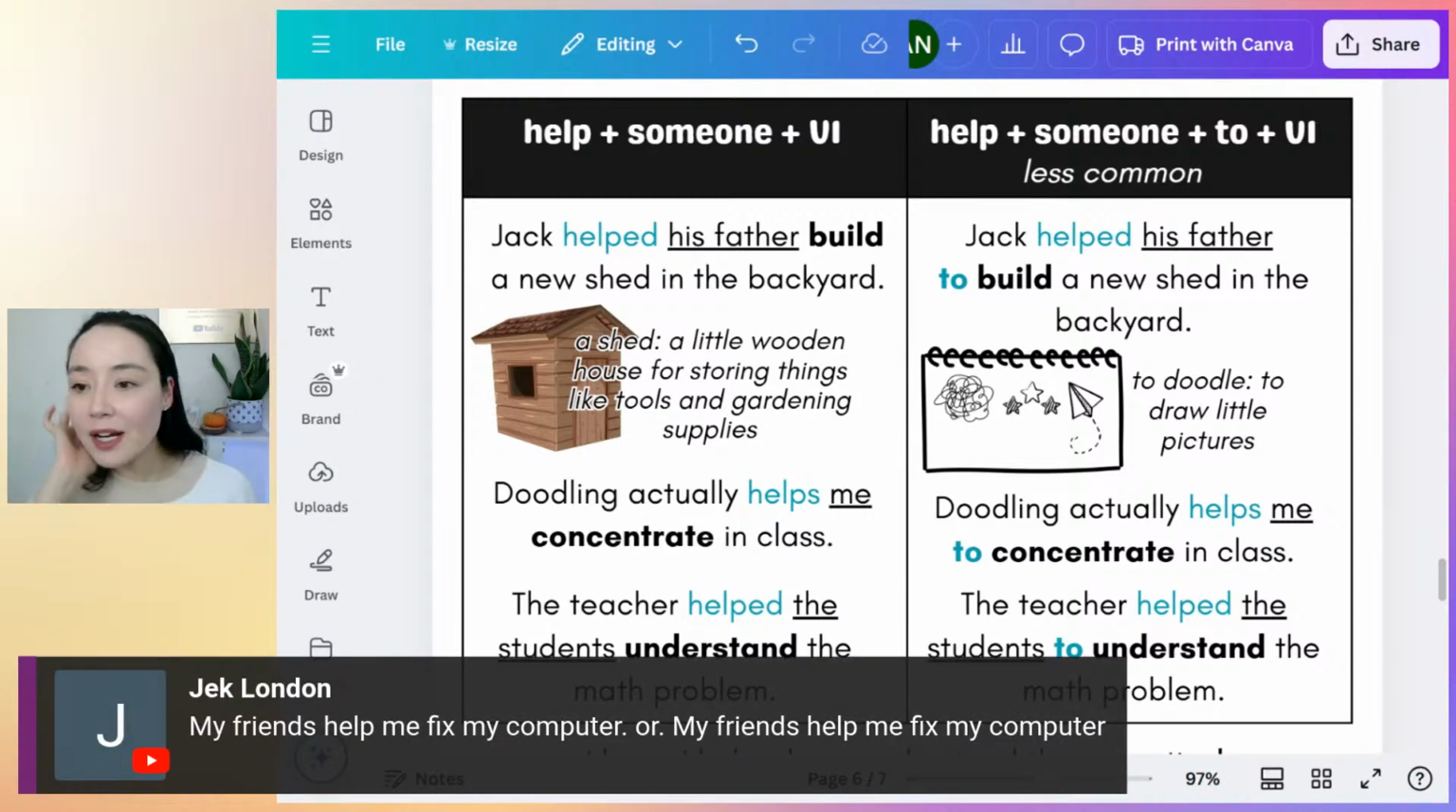Jack says, my friends help me fix my computer, or my friends help me fix my computer. That's a good example sentence, but they're the same. I can't see the difference.